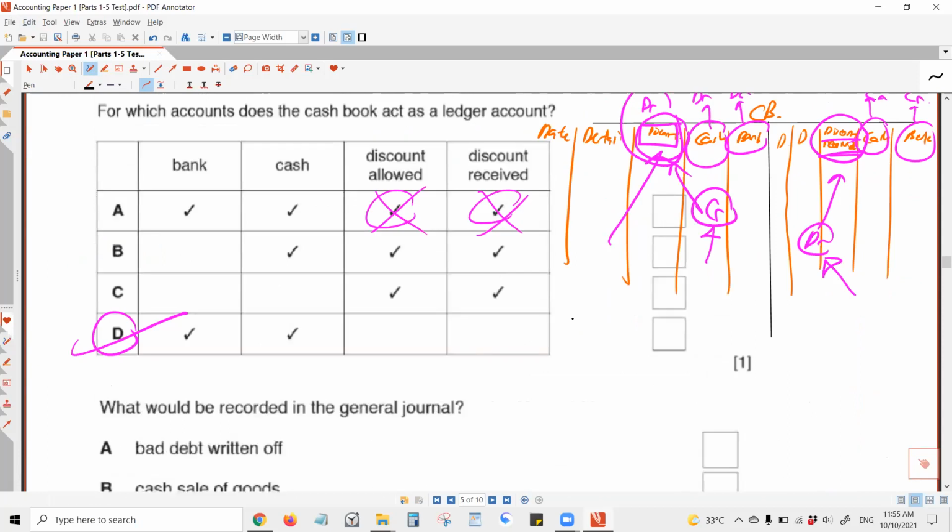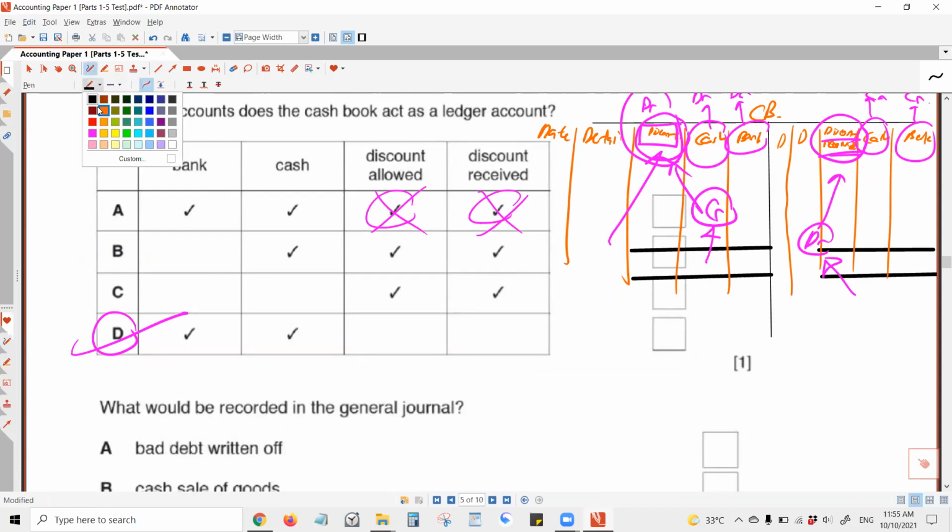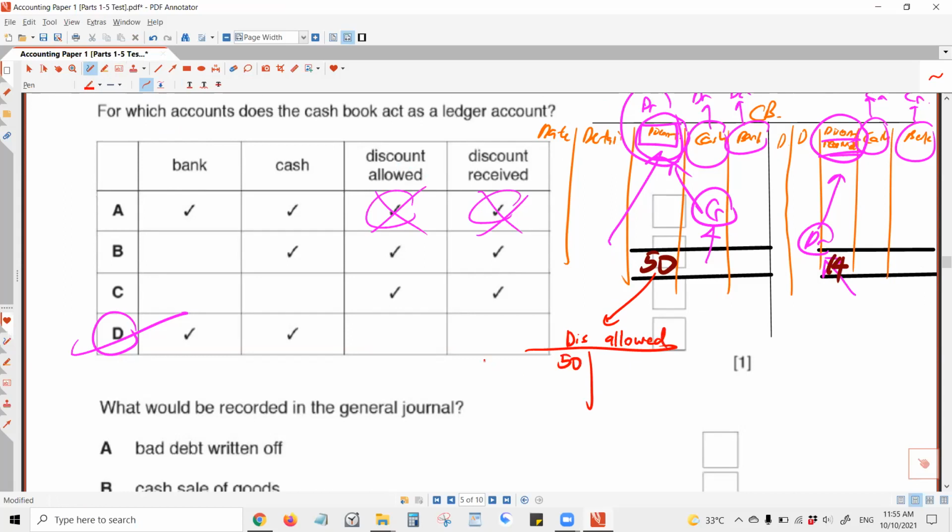You must remember what to do whenever you are done with the cash book, which is something many students forget to do. When you are done with the cash book, you must remember what you will do with the discount columns. Let's say you have a discount amount here, 50. That's discount allowed, okay? And then let's say here you have 40. That's discount received, okay? You have to remember to bring these two. Discount allowed account, debit side. Then here you write total for the month.